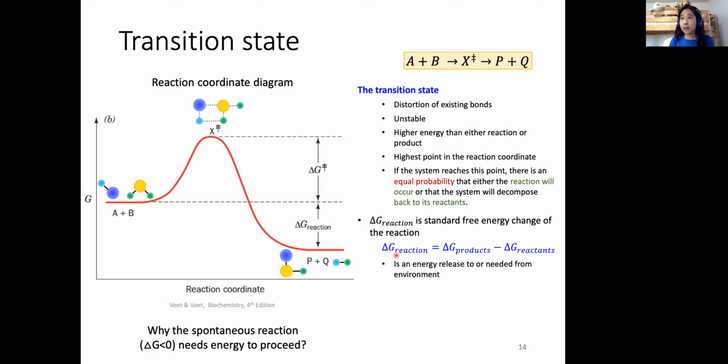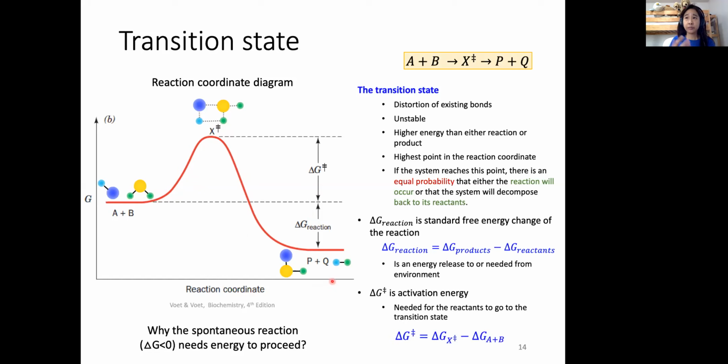This is for the last slide. We know about delta G of the reaction, which is equal to delta G of the products minus delta G of the reactant. If you take a look, this delta G of the reaction didn't take into account the transition state. It considered only the beginning and the finish.